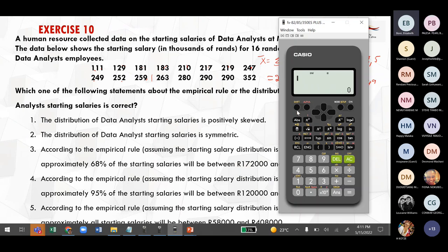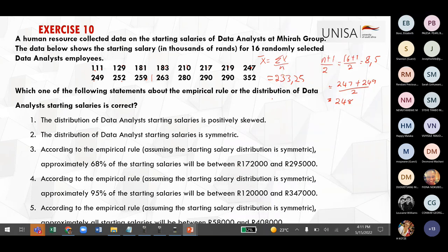So let's do that. Shift, stat, four. Standard deviation is four. Equals 61.72. So now let's go and answer the question.